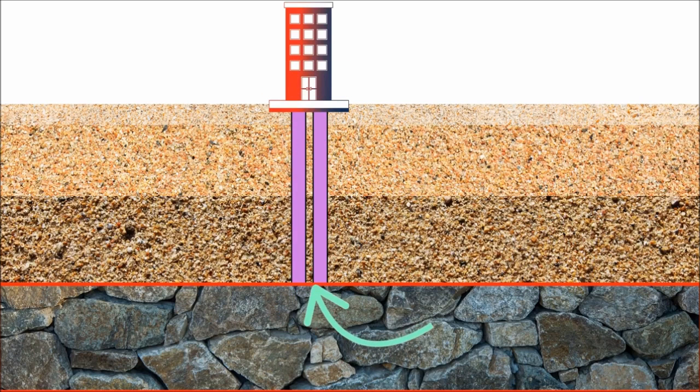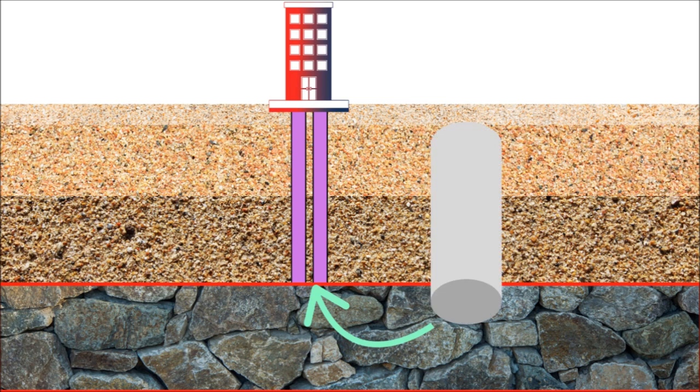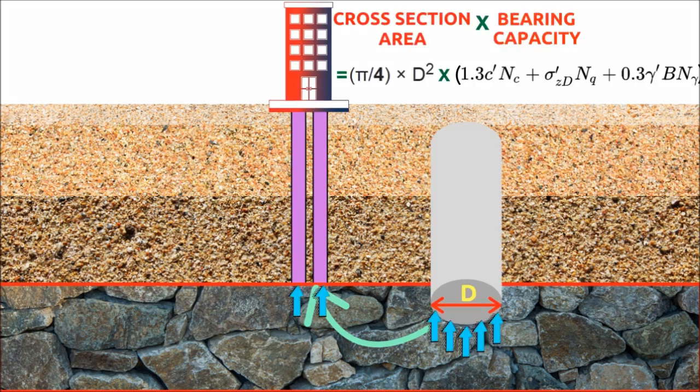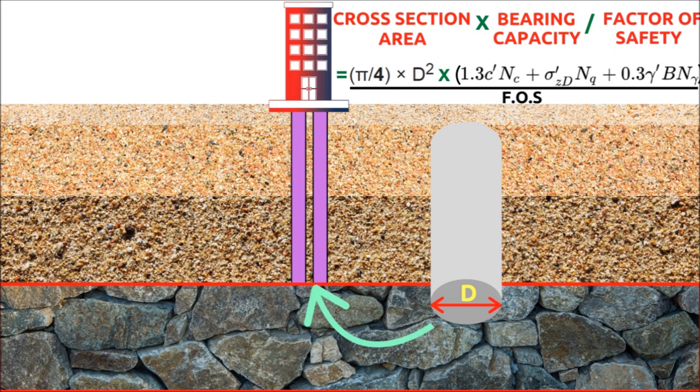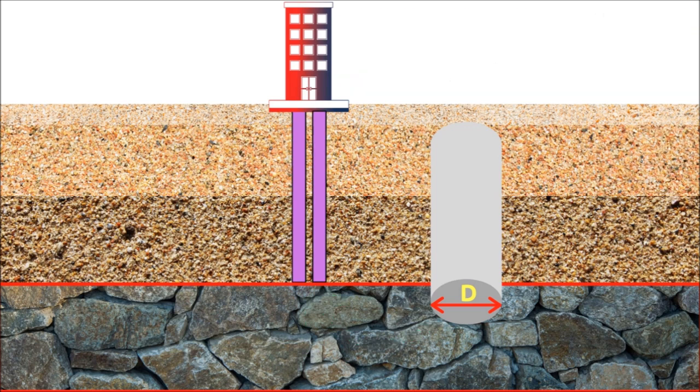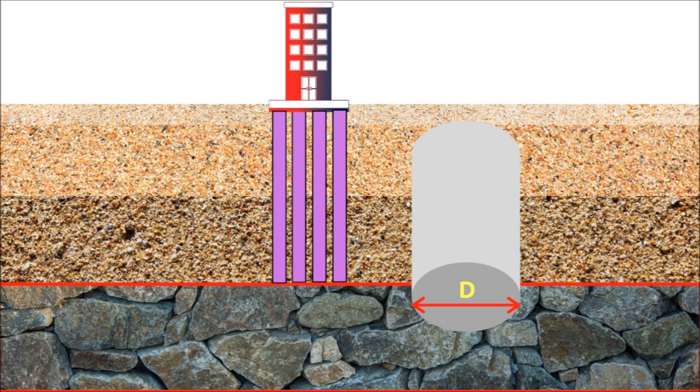The capacity of an end-bearing pile can be calculated by multiplying the cross-sectional area of the end of the pile and the bearing capacity of the hard soil in which the pile is resting, considering a reasonable factor of safety. The total capacity of end-bearing piles can be increased by increasing the number of piles and pile diameter.